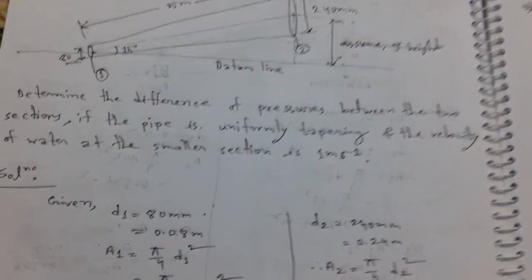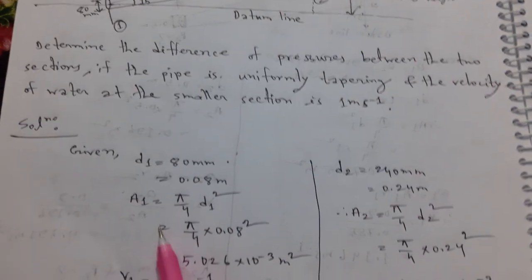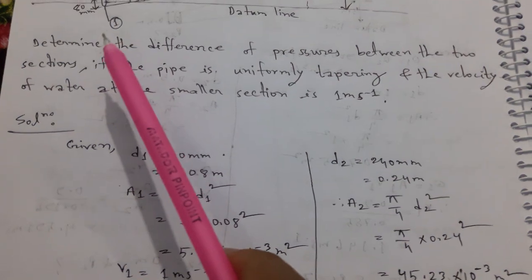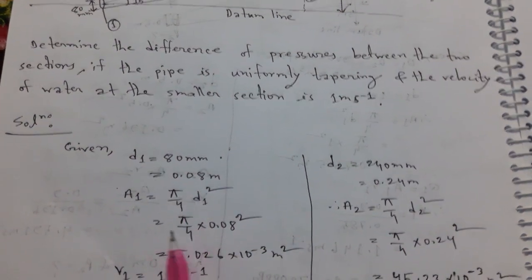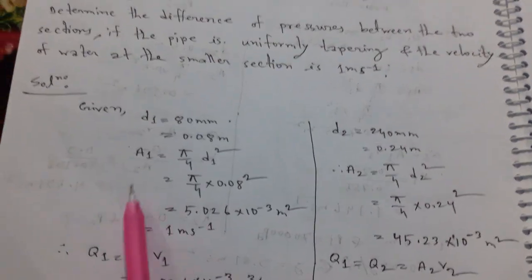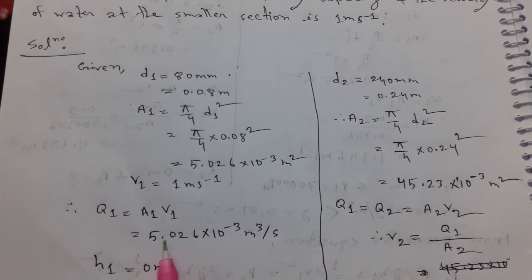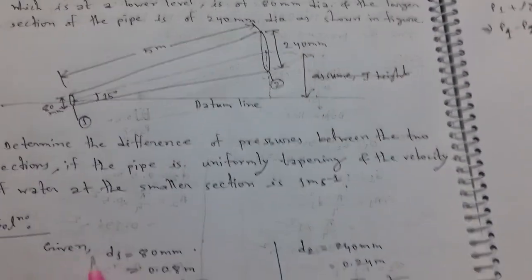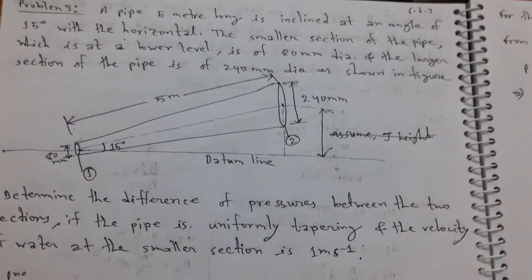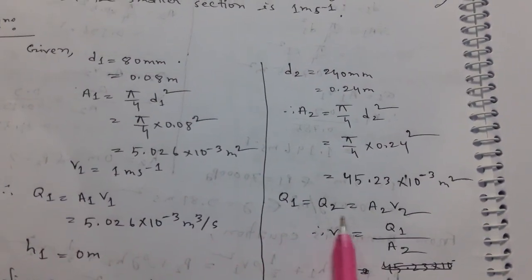If we assume this, then d1 is equal to 80 millimeter or 0.08 meter. The area of the pipe is pi r square, so we easily find A1. Then V1 is given as 1 meter per second. Q is equal to A V, so from here we can find Q1. Q1 and Q2 are the same from the continuity equation, so Q1 equals Q2 equals A2 V2.